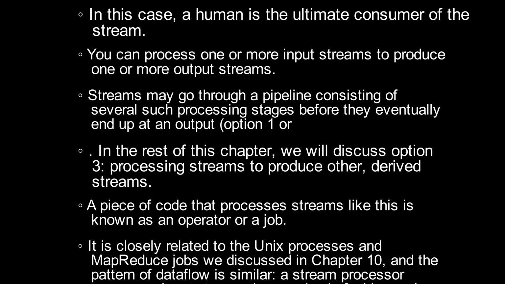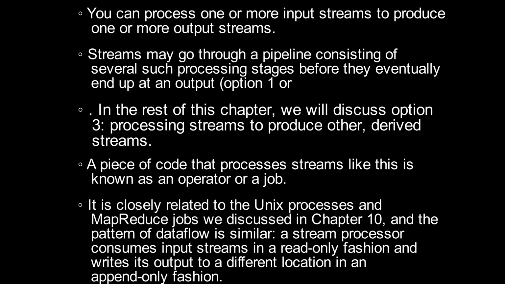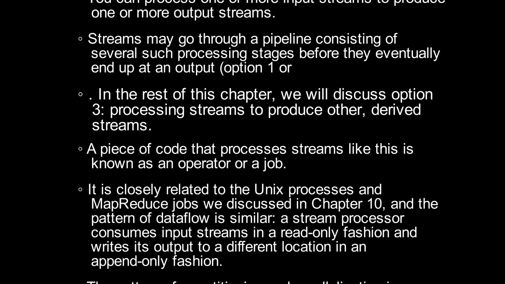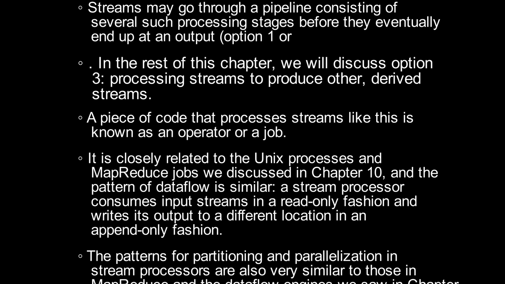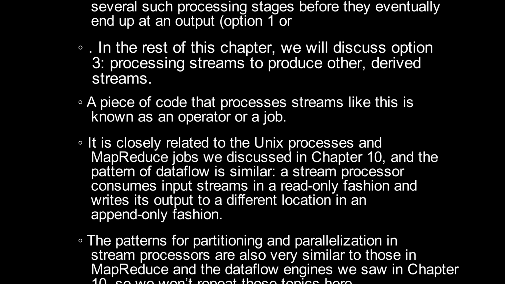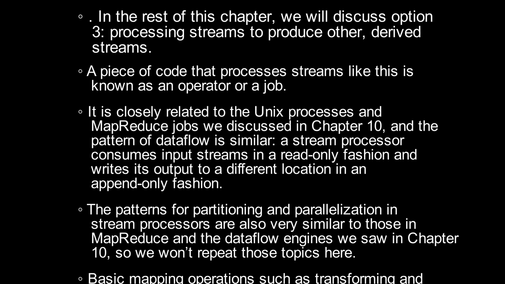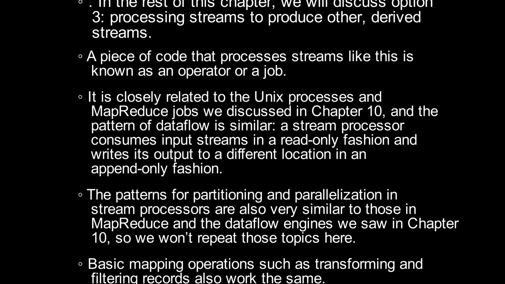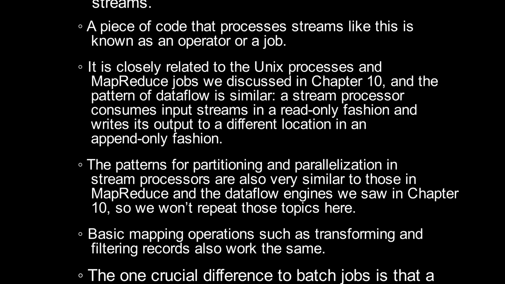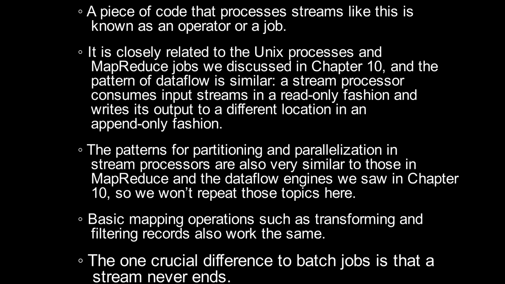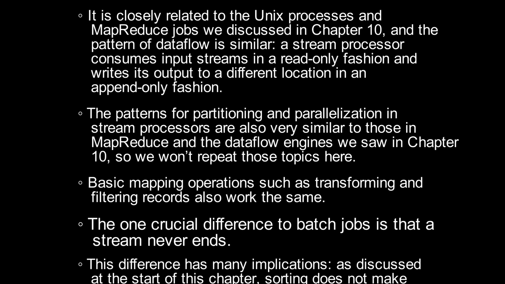streams. A piece of code that processes streams like this is known as an operator or a job. It is closely related to the Unix processes and MapReduce jobs we discussed in Chapter 10, and the pattern of data flow is similar. A stream processor consumes input streams in a read-only fashion and writes its output to a different location in an append-only fashion. The patterns for partitioning and parallelization in stream processors are also very similar to those in MapReduce and the dataflow engines we saw in Chapter 10, so we won't repeat those topics here. Basic mapping operations such as transforming and filtering records also work the same.